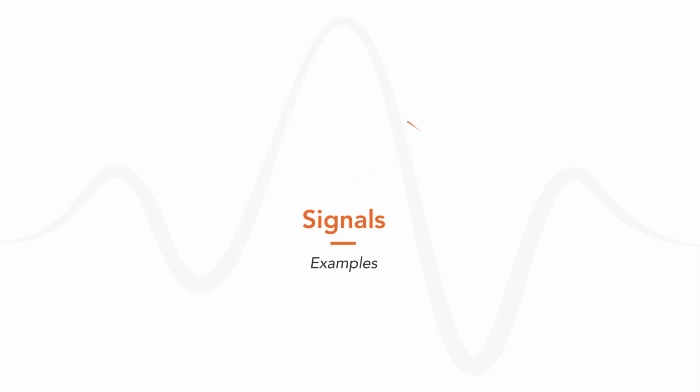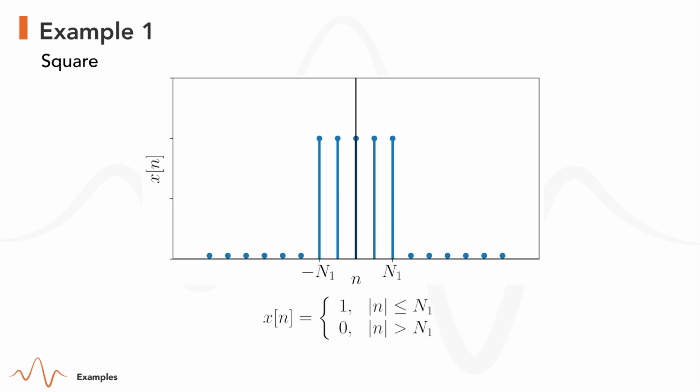Let us compute the Fourier transform for a given example. This example is a rectangular discrete time signal which equals 1 in the interval from minus capital N1 until capital N1 and 0 outside this interval.